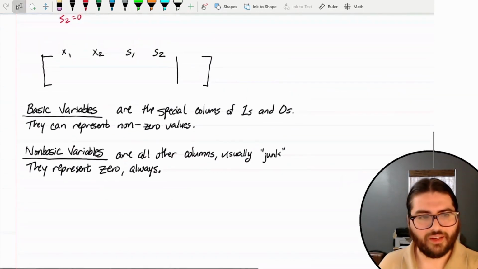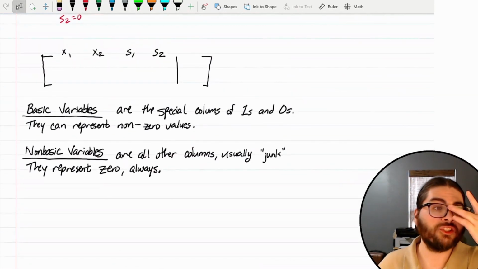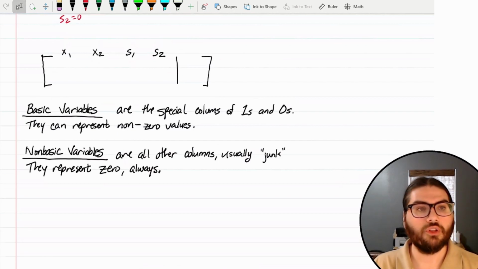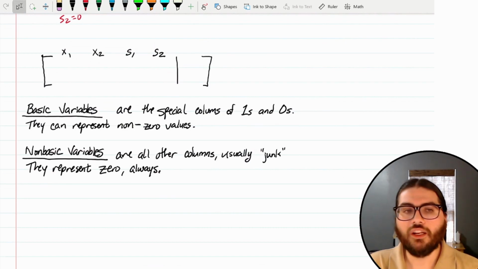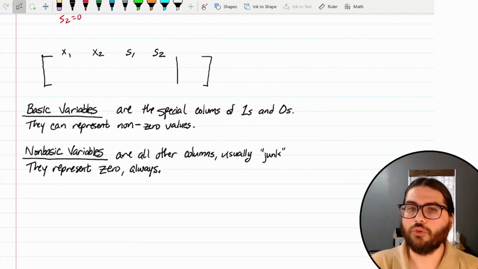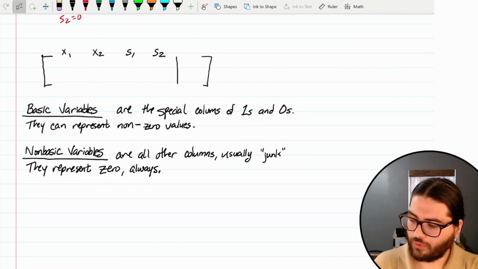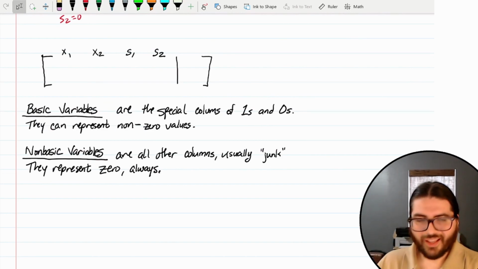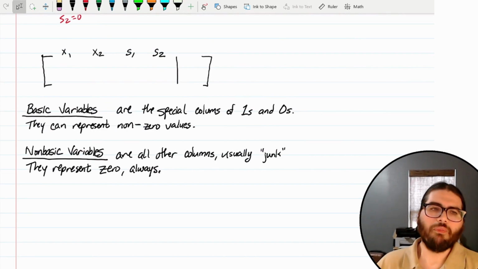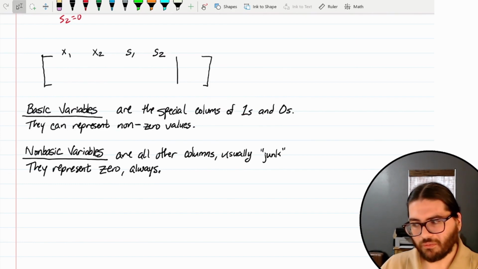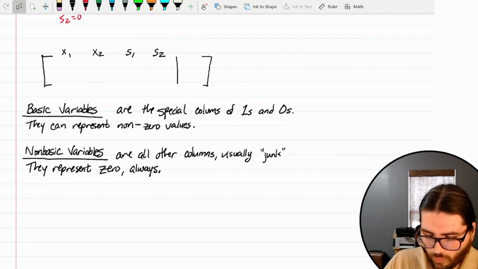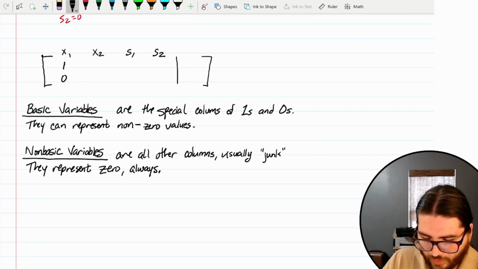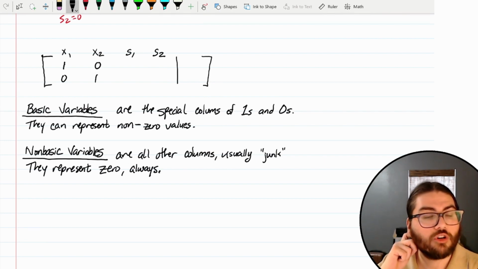So to help me do that, I'm going to scroll up a little bit. I'm going to introduce this distinction between what we call basic variables and non-basic variables. Basic variables in our matrix will be those variables that have the special ones and zeros. And non-basic variables may not. They may have zeros in them, they may have ones in them. But do you remember when we were doing Gauss-Jordan, we wanted our Gauss-Jordan matrix to look like this when we were done, that special pattern of ones and zeros.